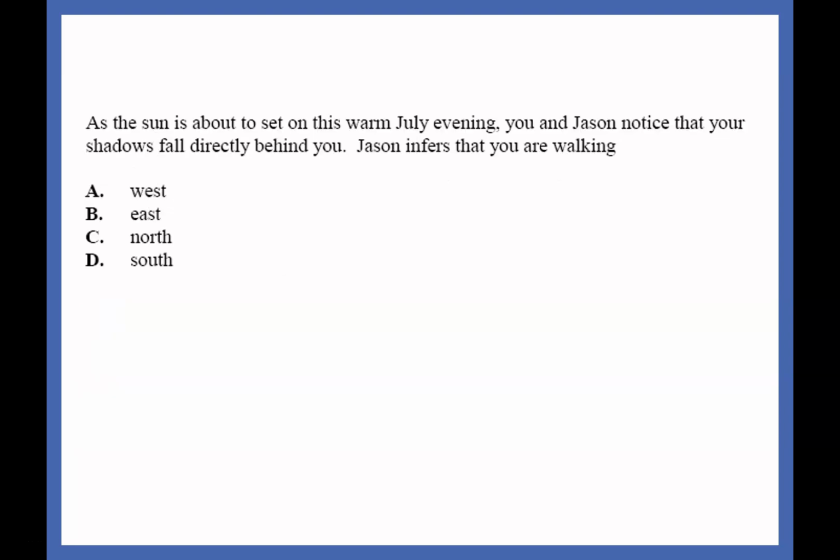As the sun is about to set on this warm July evening, you and Jason notice that your shadows fall directly behind you. I'll draw a little picture to show that. The shadows are directly behind you. So Jason infers that you are walking west, east, north, or south. There are a few things you need to think about here.